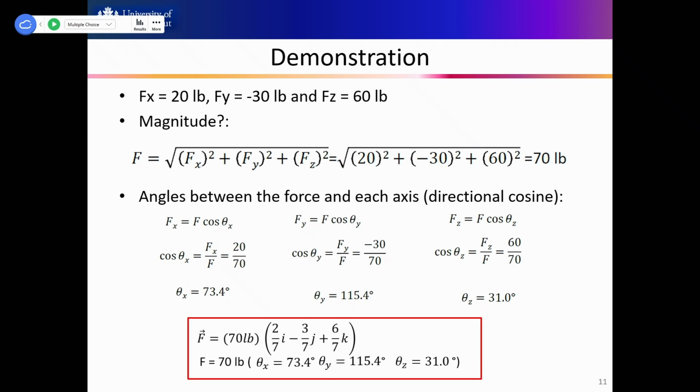If you are asked to find the vector form, you can use the magnitude and the directional vector. Or if you are asked to find the magnitude and the angles, this is the magnitude and these are the three angles to each axis. I'll be clear to use either method for 3D problems in the exam. Any questions?